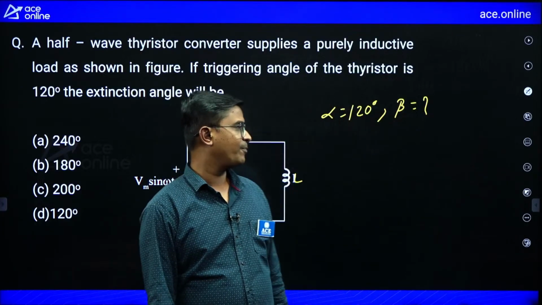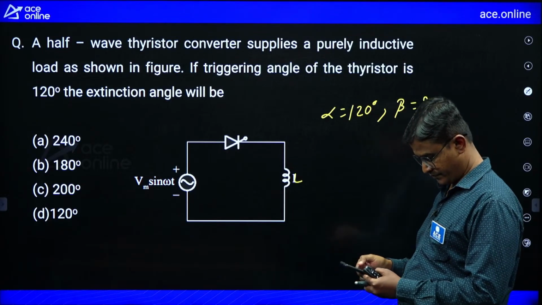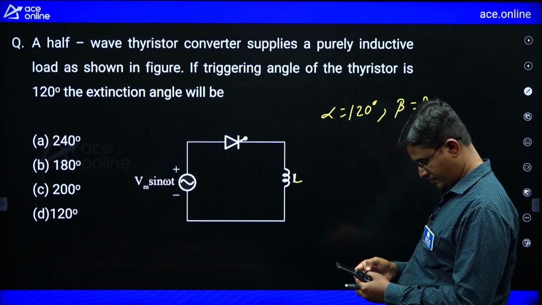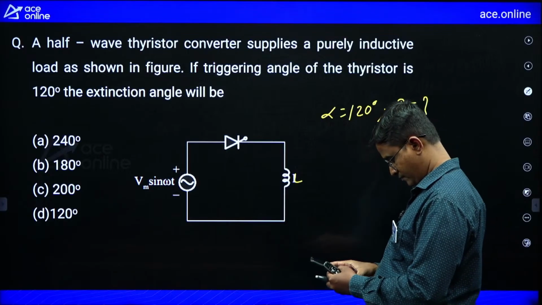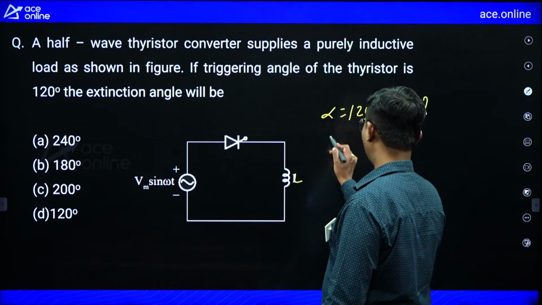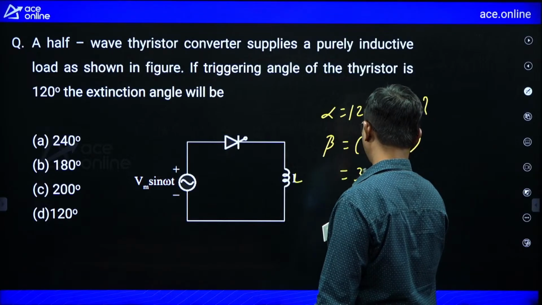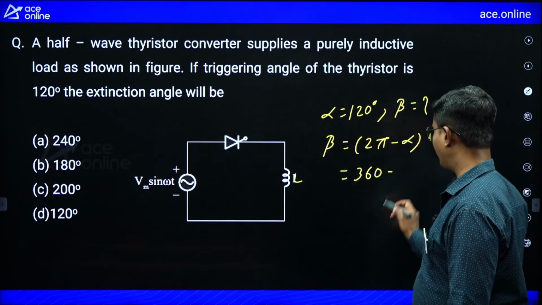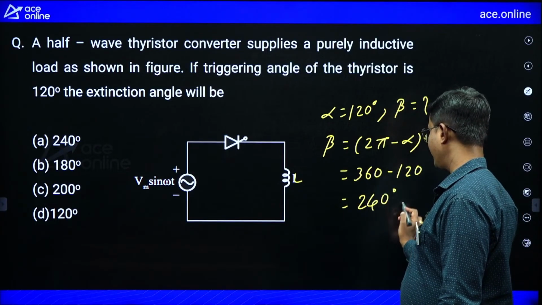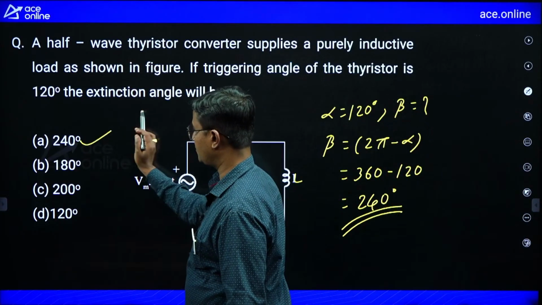Come on, you can post your answers in the chat box. What is my extinction angle? What is the expression for beta? Beta is equal to 2 pi minus alpha, right? 2 pi minus alpha. 2 pi is 360 degree. Alpha is 120. So 360 minus 120 is nothing but 240 degree. Alright? So therefore option A is the correct option, right?